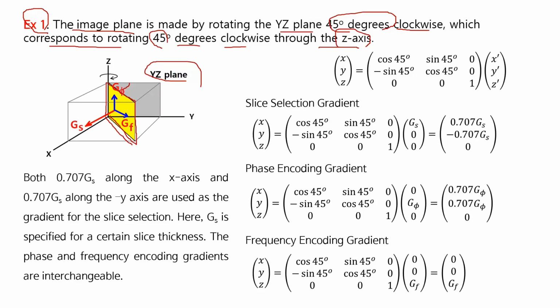This corresponds to rotating 45 degrees clockwise through the z-axis, right? So if we rotate through the z-axis by 45 degrees, you can obtain this yellow plane. So from the gray plane to the yellow plane, okay? So we rotate 45 degrees clockwise through the z-axis. So the matrix is given by this form. The rotating angle is 45 degrees here. So the old system and the new system.